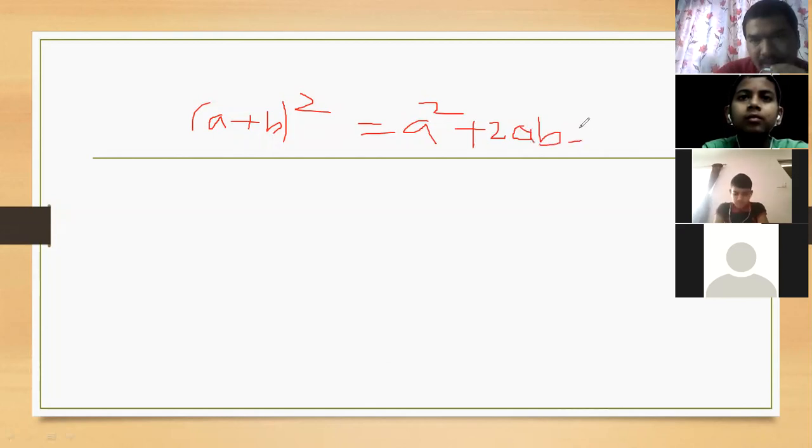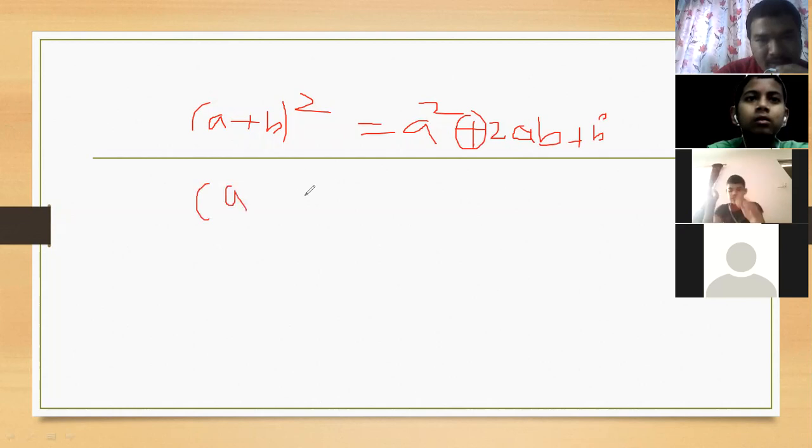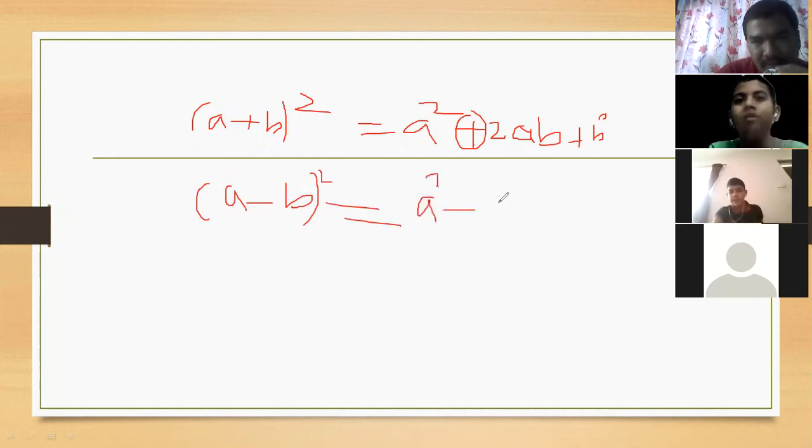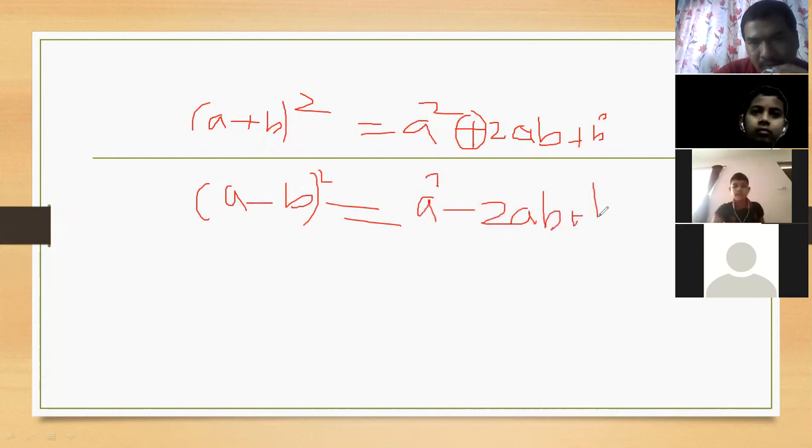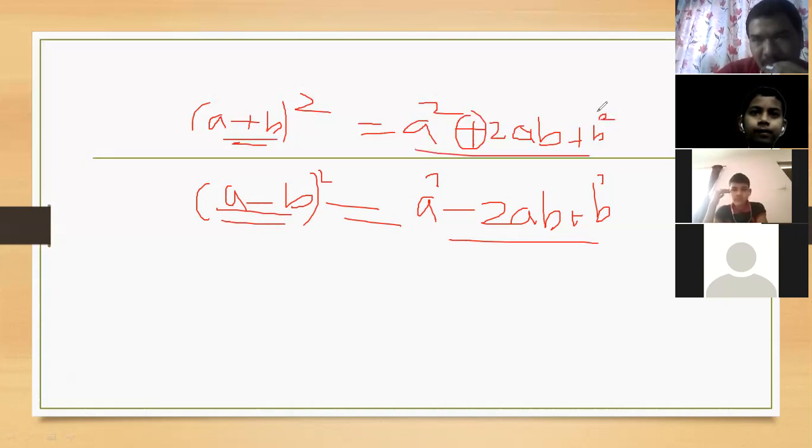Okay, children. And in minus, what will be changed? There will be a change of this sign only. And it will be a minus here. (a minus b) whole square equals what you wrote there? A square minus 2ab plus b square. That means when we multiply a minus b with a minus b, then you get this formula. When you multiply a plus b with a plus b, then you will get this formula. Okay, children.